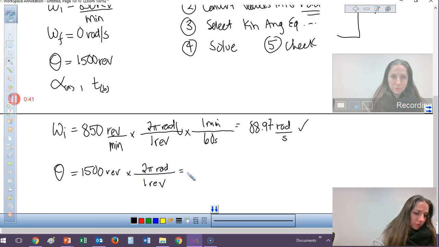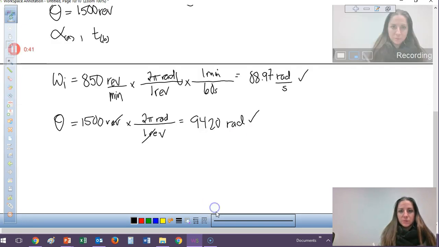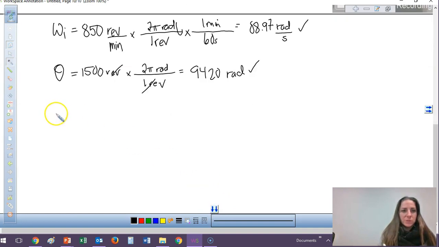So 1500 times 2 times pi. The revolutions cancel, we're left with radians. Okay, now that I have these values that we can use, we can go ahead and solve our problem. So I'm just going to rewrite what we have.